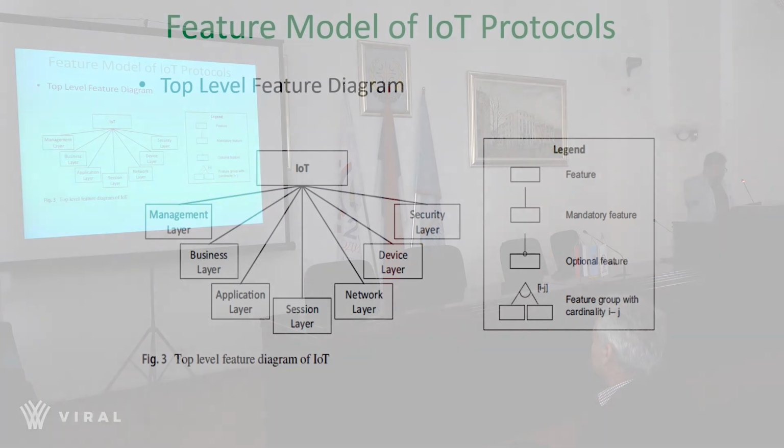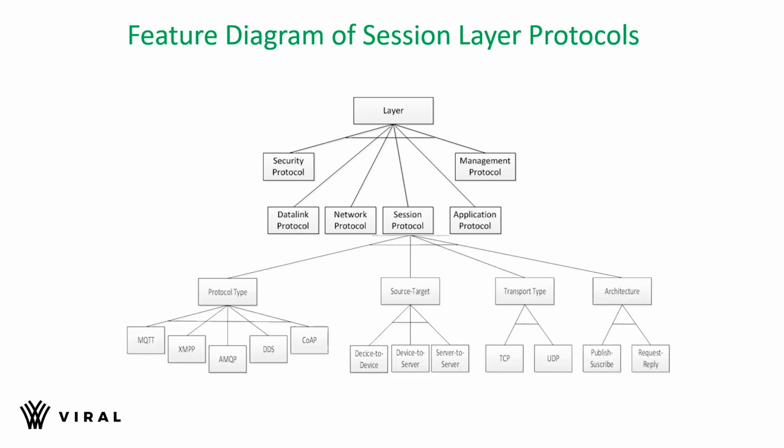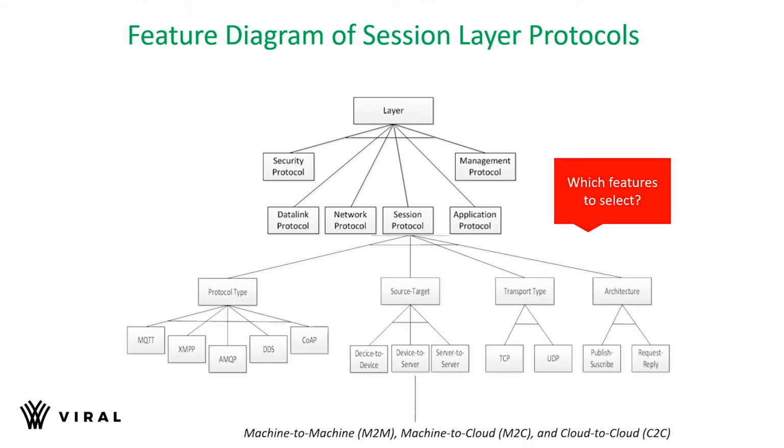For IoT, we have done this. We have represented the top-level features, and then we have looked at the session layer. In the session layer, you can see protocol types. We have determined five. We have done a domain analysis. We have looked at all the papers and all the available tools, and we came up with five protocol types, and source, target, transport type, and architecture have been determined.